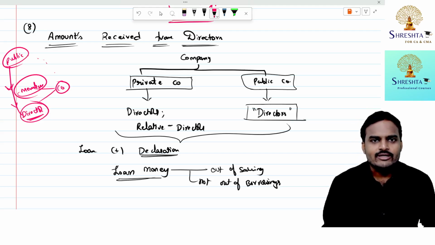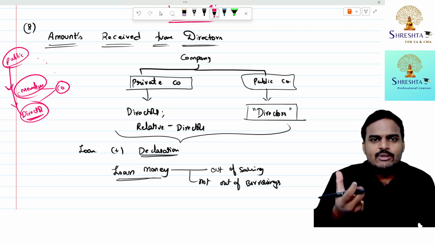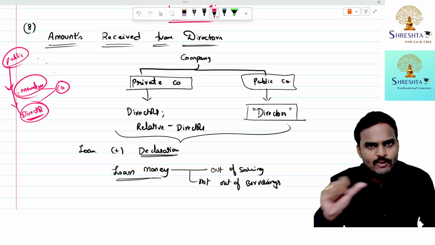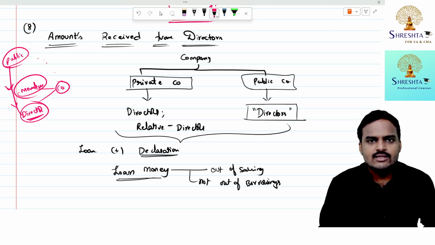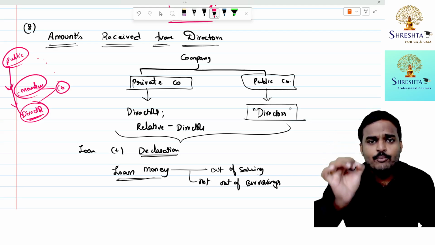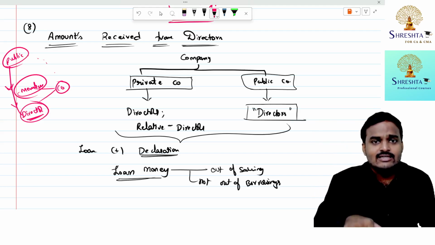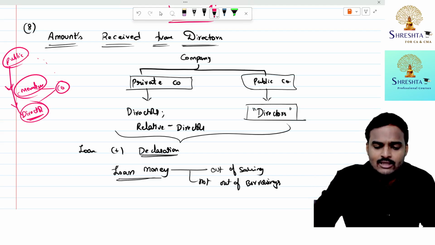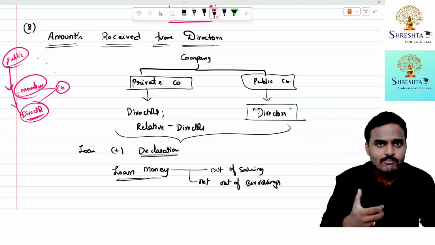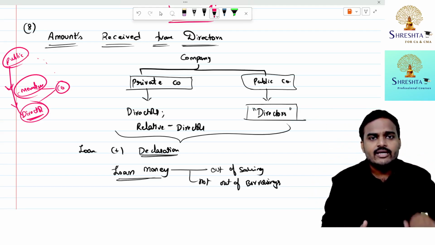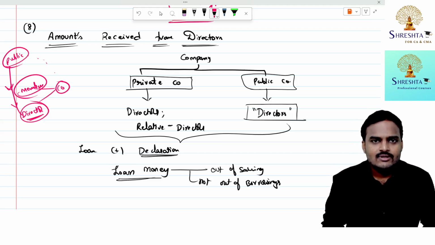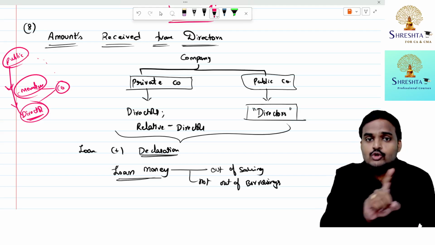Are you all getting my point? Actually, not all companies are permitted to accept deposits from the public. Yes or no? Ineligible public companies and private companies are prohibited from accepting deposits from the public. But the director will act as an intermediary. The director will go to the public, take money from the public, and invest it into the company. Ultimately, the provision will be violated. They will violate the provisions. So this should not happen.